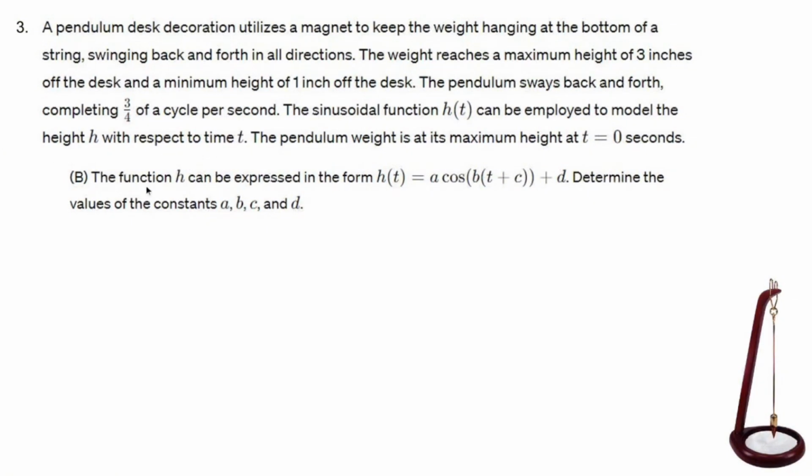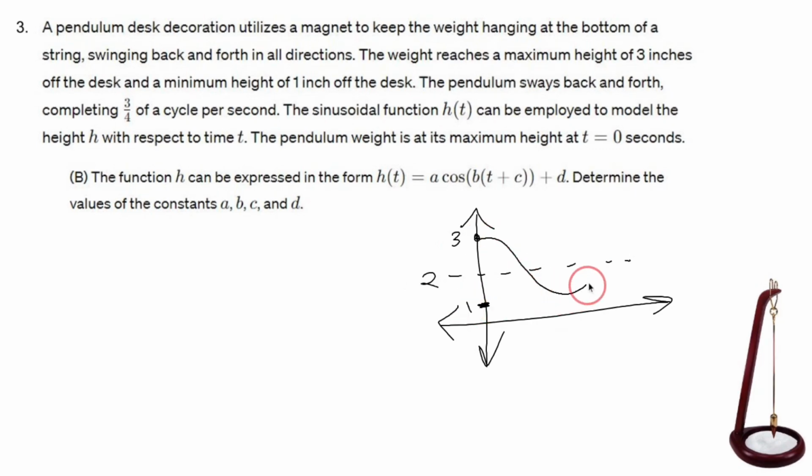B is going to ask us to find the function. Like I said, this screams cos because it is cos. Determine the values of the constants A, B, C, D. So again, my rough draft had me starting up here at 3, midline at 2, and bottoming out at 1. We went down, bottomed out, and repeated at 3/4.